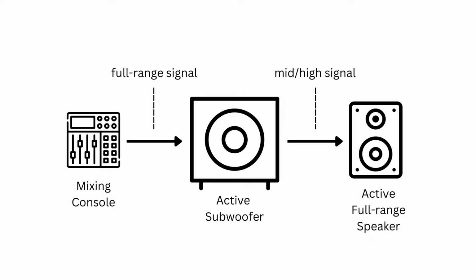The method of connecting your active subwoofer to your PA system that we'll be considering in this video involves connecting the left and right output of your mixing console to the active subwoofer. Most active subwoofers today have built-in crossovers, so we'll be using the built-in crossover in the active subwoofer to split the full range signal from the mixing console into the lows and then into the mids and the highs. The lows will be handled by the subwoofer, and the mids and the highs will be sent to the full range speaker, or the tops, to be driven by them.